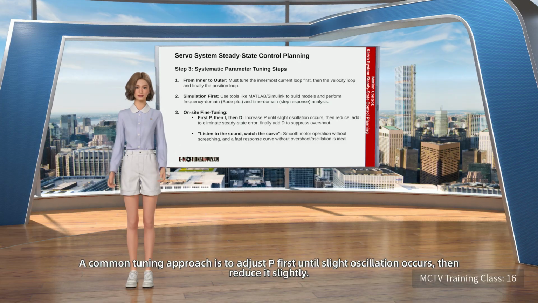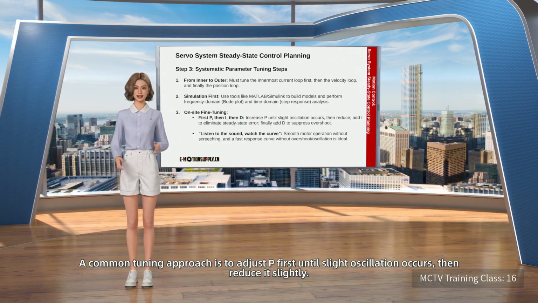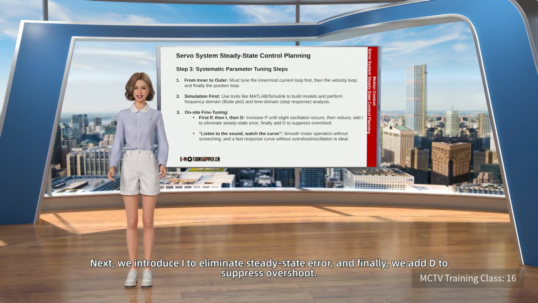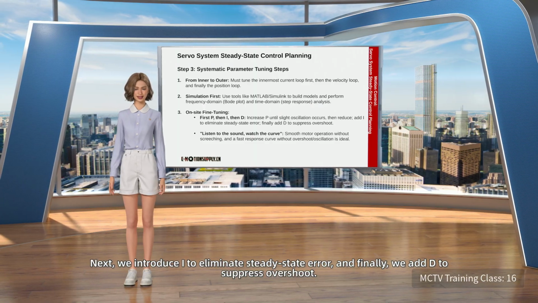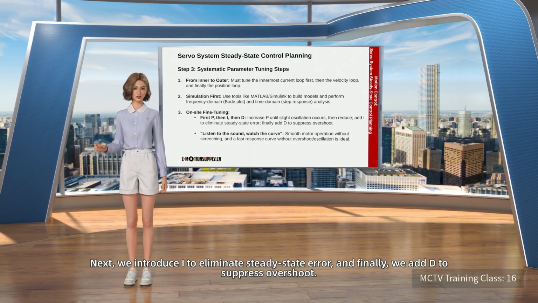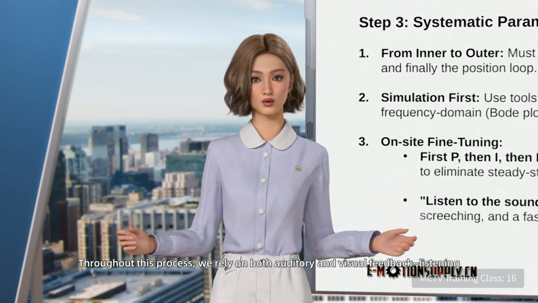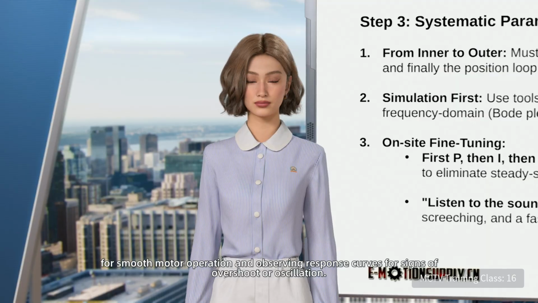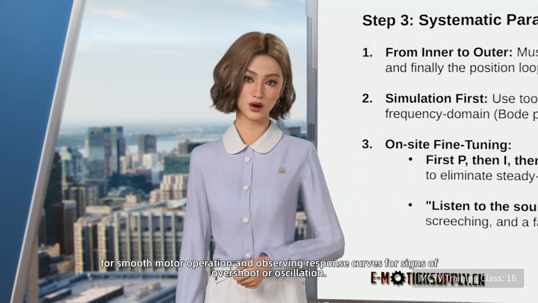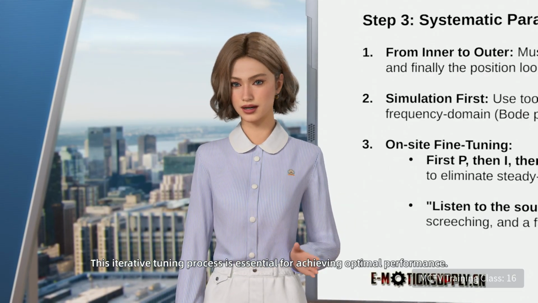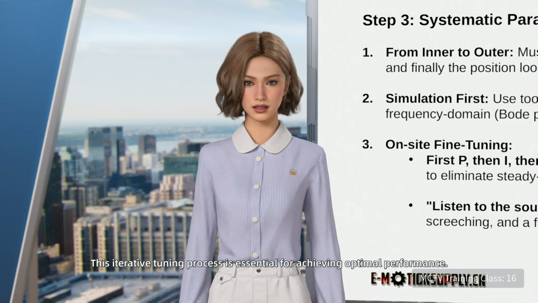A common tuning approach is to adjust P first until slight oscillation occurs, then reduce it slightly. Next, we introduce I to eliminate steady-state error, and finally, we add D to suppress overshoot. Throughout this process, we rely on both auditory and visual feedback, listening for smooth motor operation and observing response curves for signs of overshoot or oscillation. This iterative tuning process is essential for achieving optimal performance.